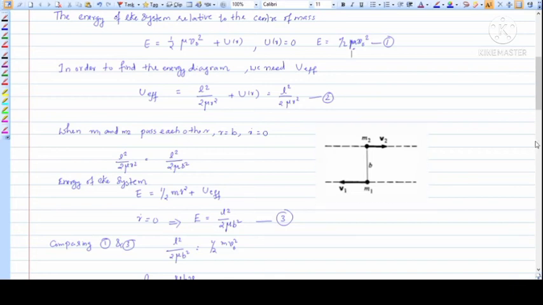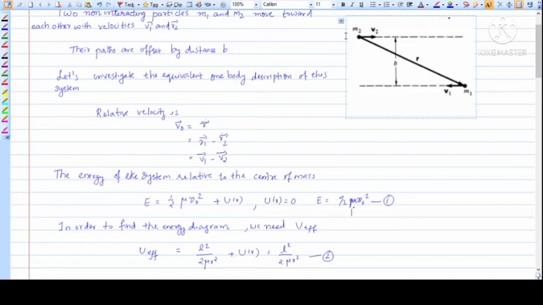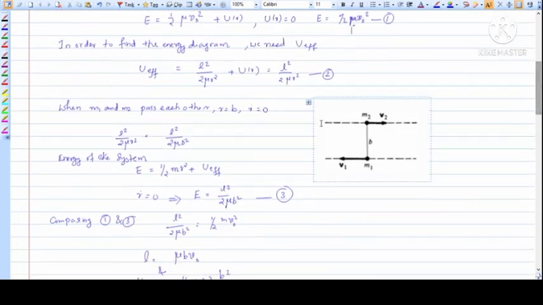And look at this picture. When the particles are moving towards each other, this particle is moving in this direction and m1 is moving in this direction. At one point they meet together, and this is the picture for that. At that point the distance between m1 and m2 is b, where R is a constant, and at all the other times R is varying, and at this point R is equal to b.